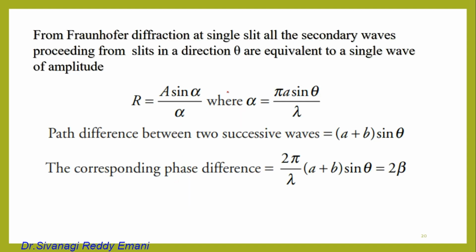Then from Fraunhofer diffraction at a single slit, all secondary waves proceeding from the slit in a direction theta are equivalent to a single wave of amplitude R. This one we used in single slit diffraction. R is equal to A sin alpha by alpha, where alpha is equal to pi a sin theta by lambda. Then the path difference between two successive waves, as we did in single slit, the same pattern we will get, is (a plus b) sin theta. Then the corresponding phase difference will be 2 pi by lambda into path difference, that is 2 pi by lambda into (a plus b) into sin theta, which we will assume as 2 beta.